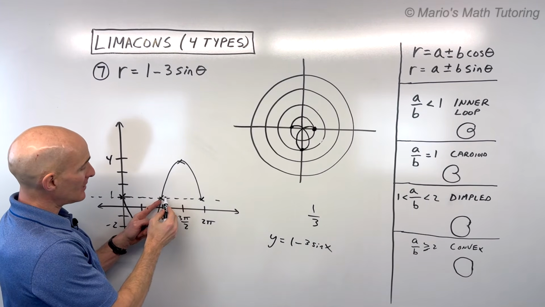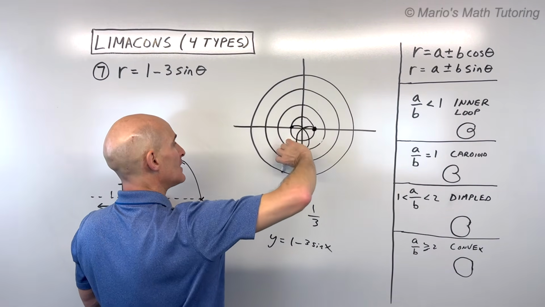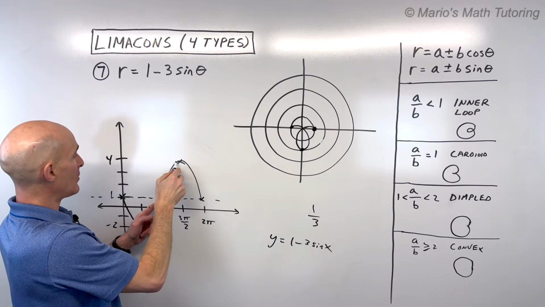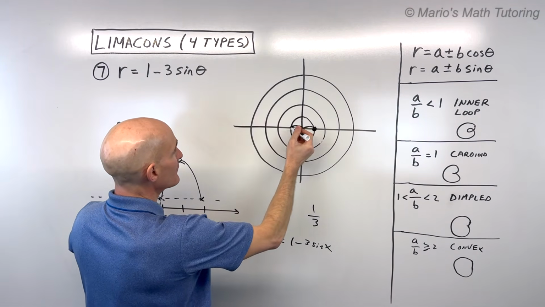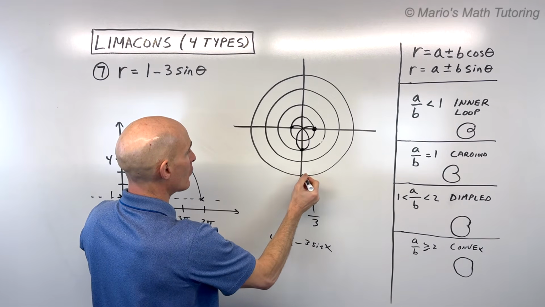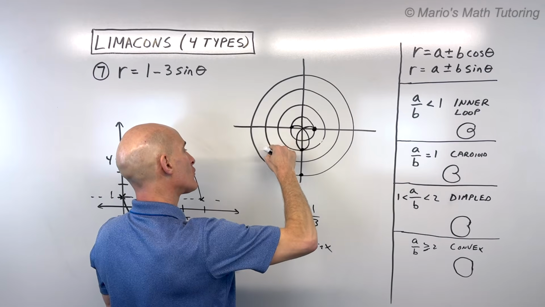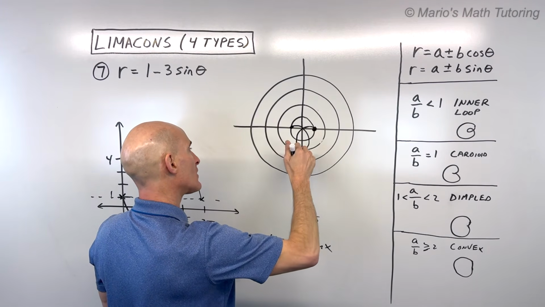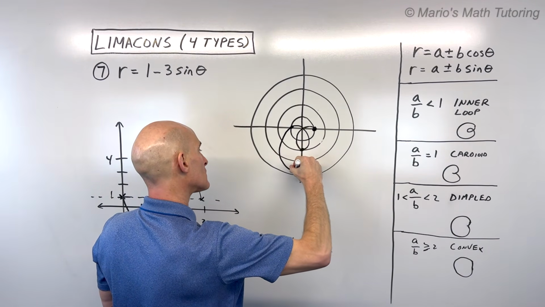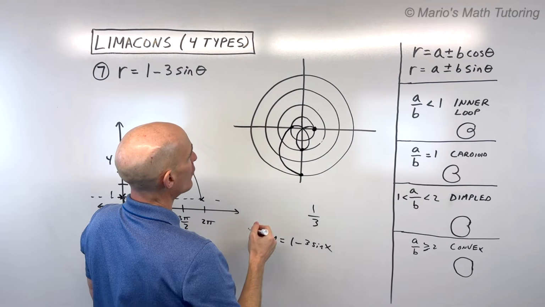Now from pi to 3 pi over 2, so from 180 to 270, now we're going out to an R value of 4. Okay, so that's going to be, let's see, 1, 2, 3, 4 right here. And I'm turning, and I'm also going further away from the pole. So I'm spiraling out. Maybe I should have made it a little bit more like that.